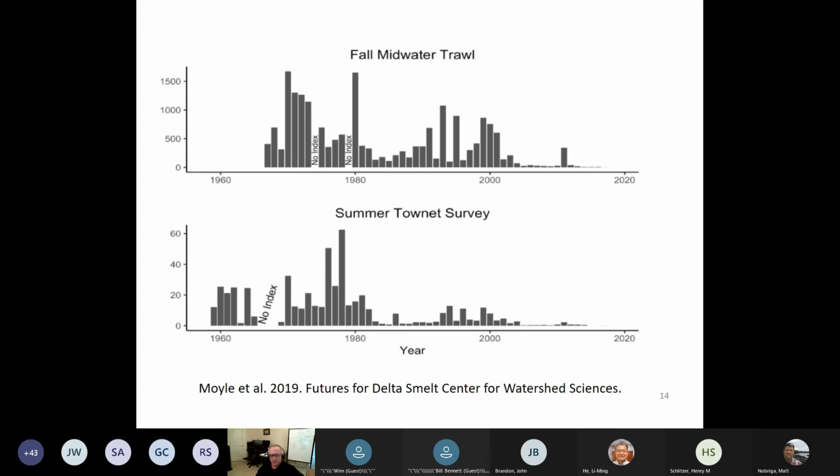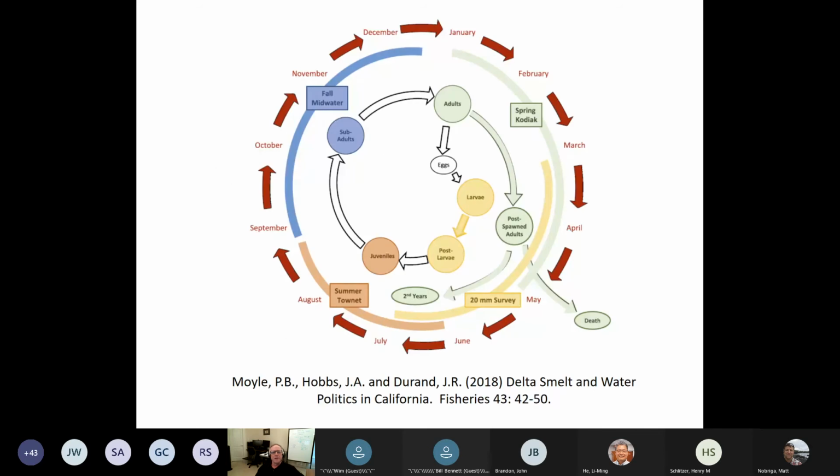Why Delta Smelt? I don't think this audience, you're probably tired of seeing these graphs, but they speak for themselves. This is the Delta Smelt index, based on the fall midwater trawl and the summer townet survey. We deal a lot with the life cycle. This is a life cycle published by Peter Moyle and others, but it's pretty much what the IBM follows to a large extent. And it's very important to think of life cycles when you're doing this, because you could do all kinds of things in one stage, and they may not have much population effect because of what happens in another stage.